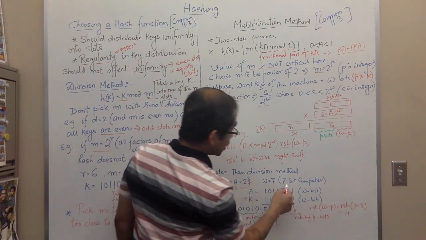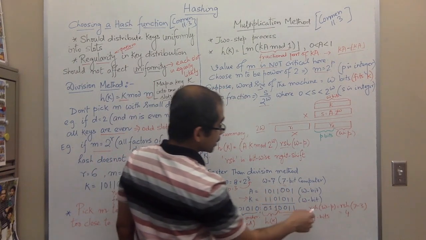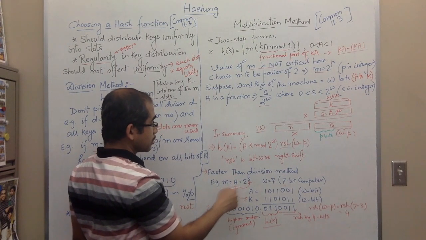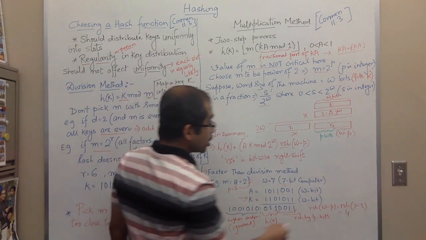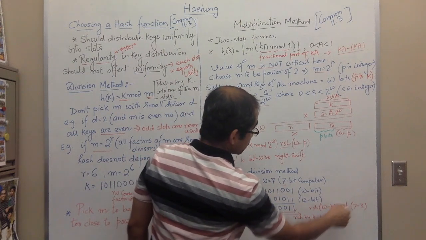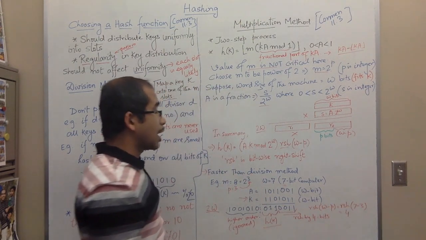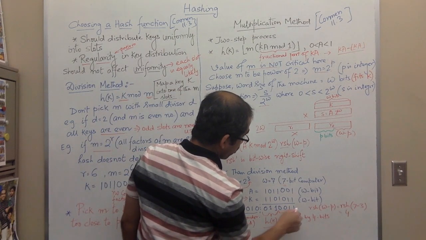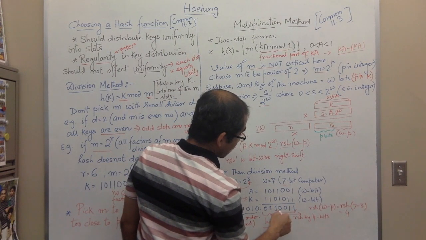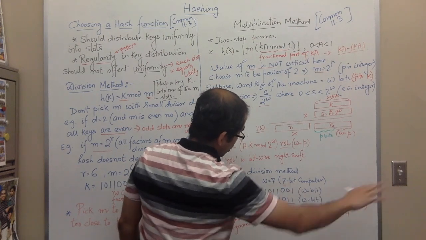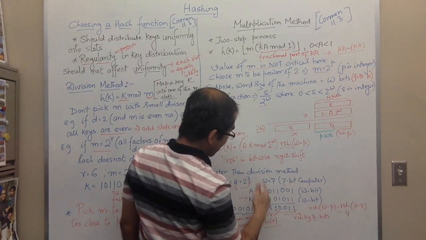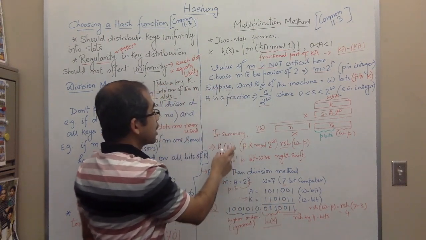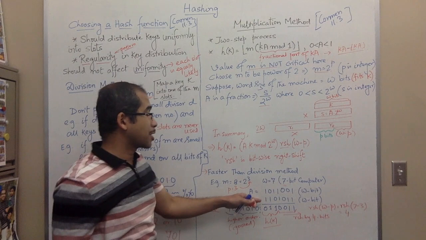So w here is 7, the word size, and p is the power in m, like 2 to the power 3, so p equals 3. So w minus p is 4. You right shift by 4 bits. If you right shift by 4 bits, the 4 least significant bits go out of the picture. So what remains among this w is this part, 0 1 1. That will be the hash value returned for this particular key.